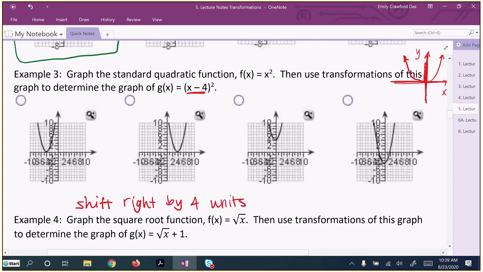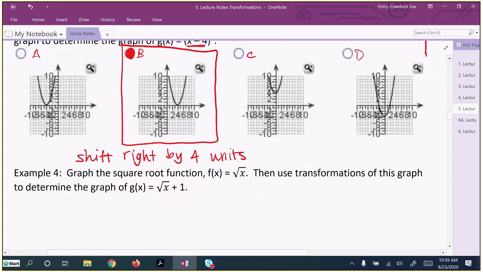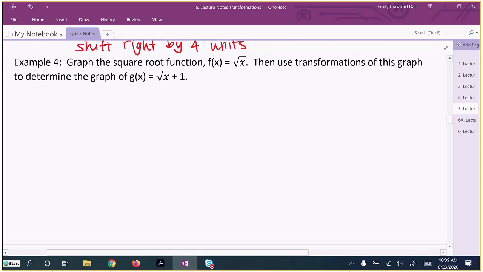Okay, so I know that I want to take my parent graph and shift it right by 4 units, and I just look at my options here and see which one of these looks right. So I can eliminate C and D because C is shifted up and D is shifted down. So it should be between A and B. Which of the graphs is shifted right by 4 units? Well, it looks like that would be the graph B. All right, so that's my correct choice for that exercise.